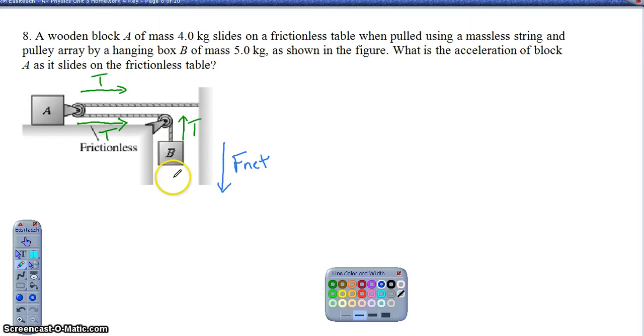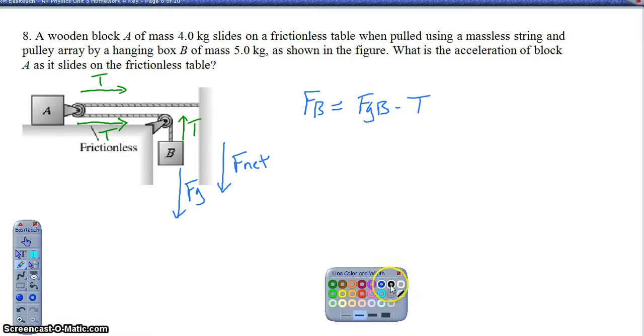So if I focus in on block B, I've got a force of gravity pulling down, and I have a tension pulling upward. I know the net force on block B would come from the force of gravity on block B minus the tension, the same way that we would normally approach this problem. Okay, so that's nothing too crazy.